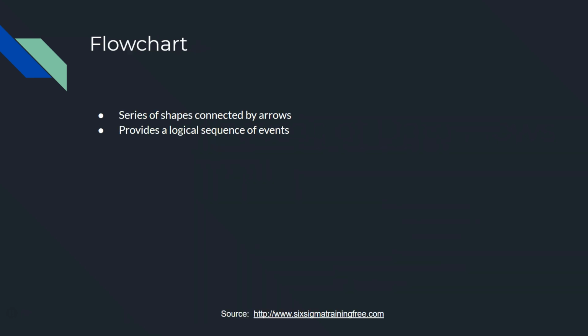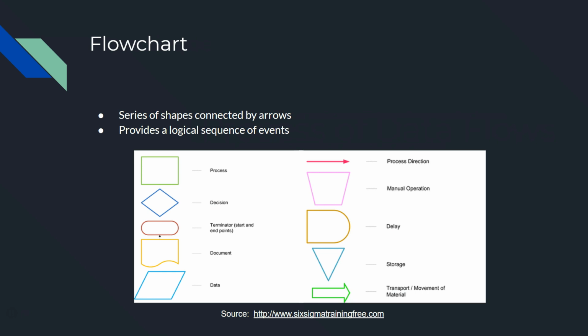The next one is the flowchart. This is a series of shapes connected by arrows, and it provides a logical sequence of events. These are some symbols in a flowchart. We're not going to do all of them. The ones on the left side are the most common ones. On the right side, the arrow is important, but the bottom four are something that you may not see in a flowchart as often in programming.